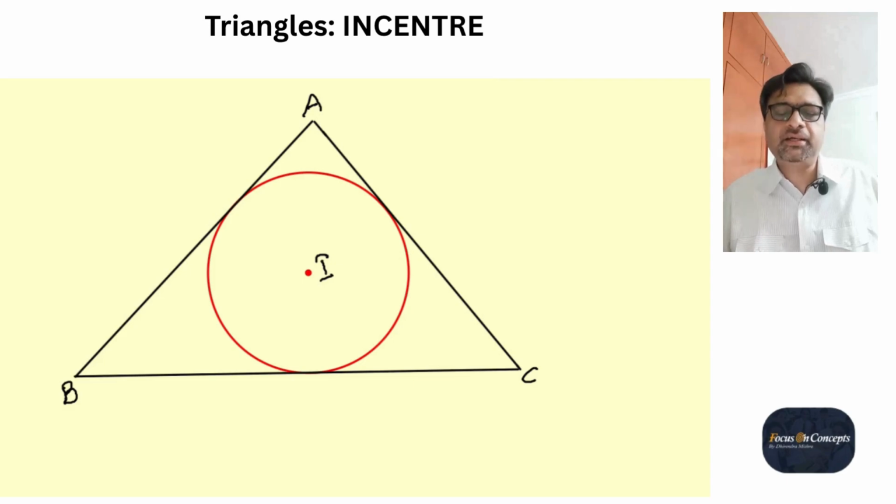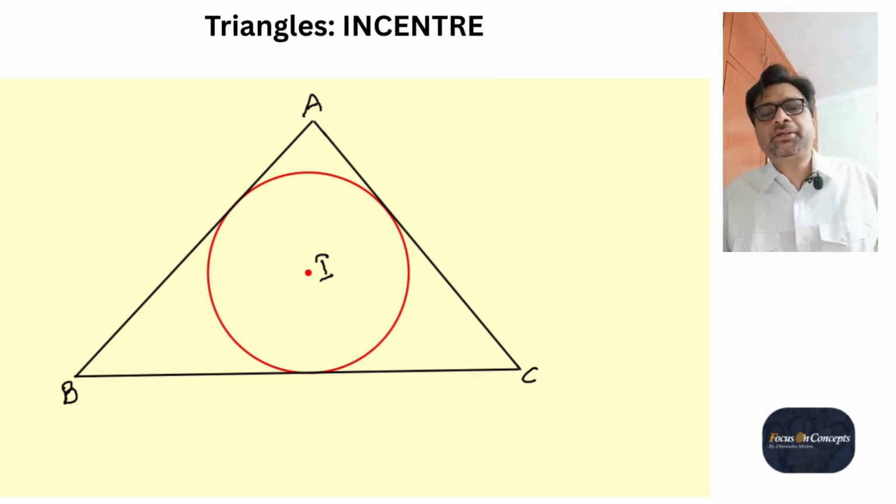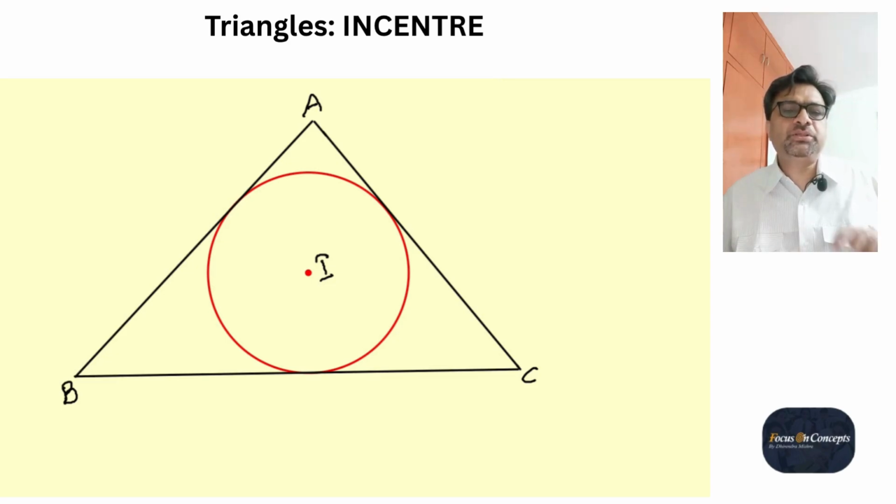What is fascinating about incenter is that it is also the center of the largest circle that you can draw inside a triangle. So a lot of dots will connect now. Overall, incenter is a point that lies inside a triangle where all the angle bisectors of all the three angles of a triangle meet, and this point also happens to be the center of the largest circle that you can draw inside this triangle. In other words, no other circle larger than this can fit inside this triangle.